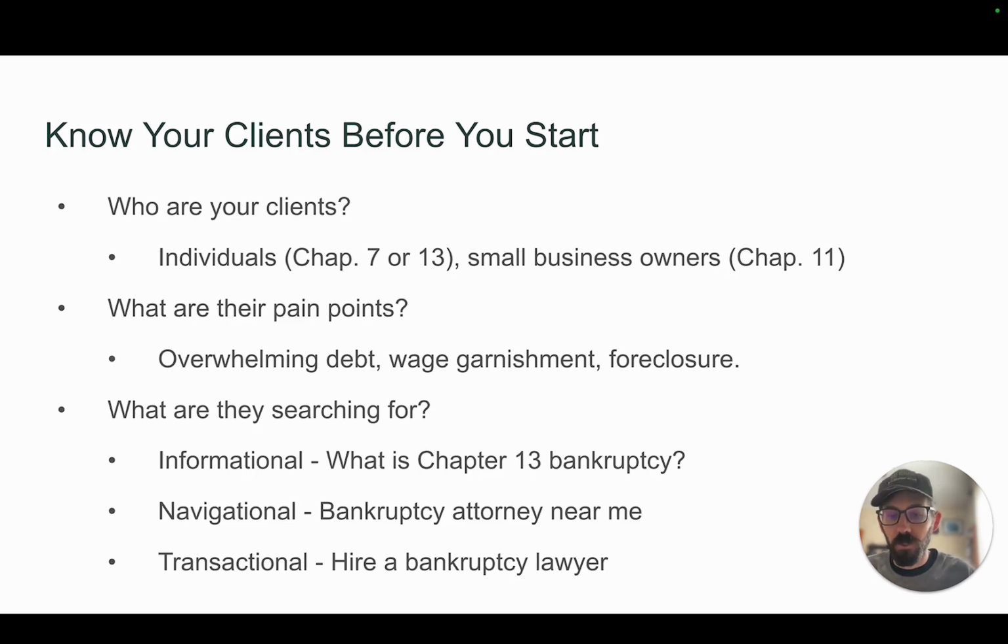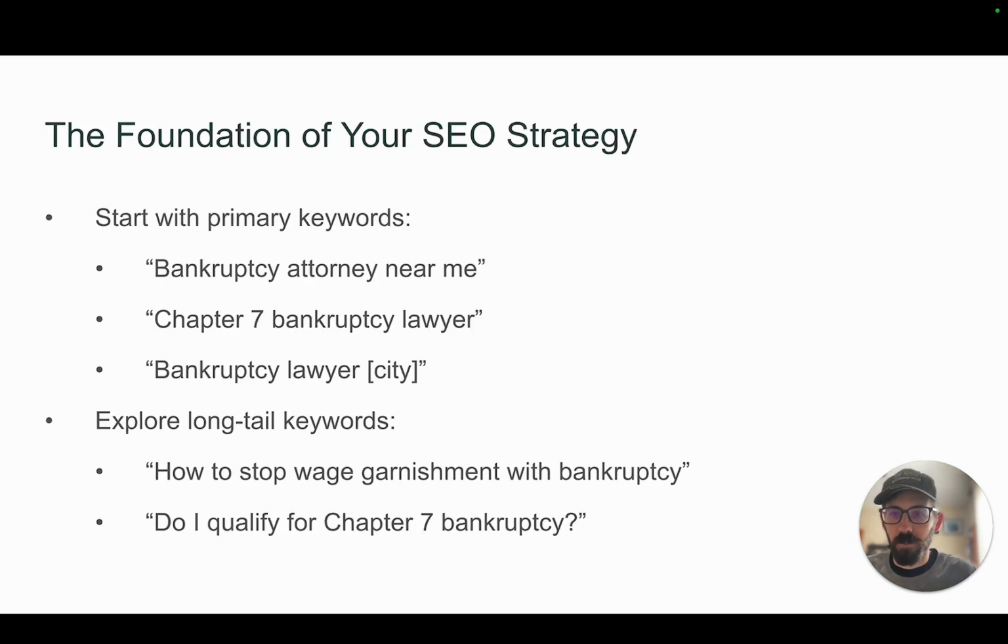And then how and what are they searching for? It could be informational, so just what is chapter 13 bankruptcy or the difference between chapter 7 and chapter 13. It could be navigational, so they're looking for things near them, bankruptcy attorney near me or in my city. Or it could be transactional, where they want to go and hire a bankruptcy attorney, things like that. So this is just thinking through who our clients are, what their pain points are, and how they are going to be searching. Initially, just brainstorm, jot ideas down, and this is going to get us a good start for how people will search for us.